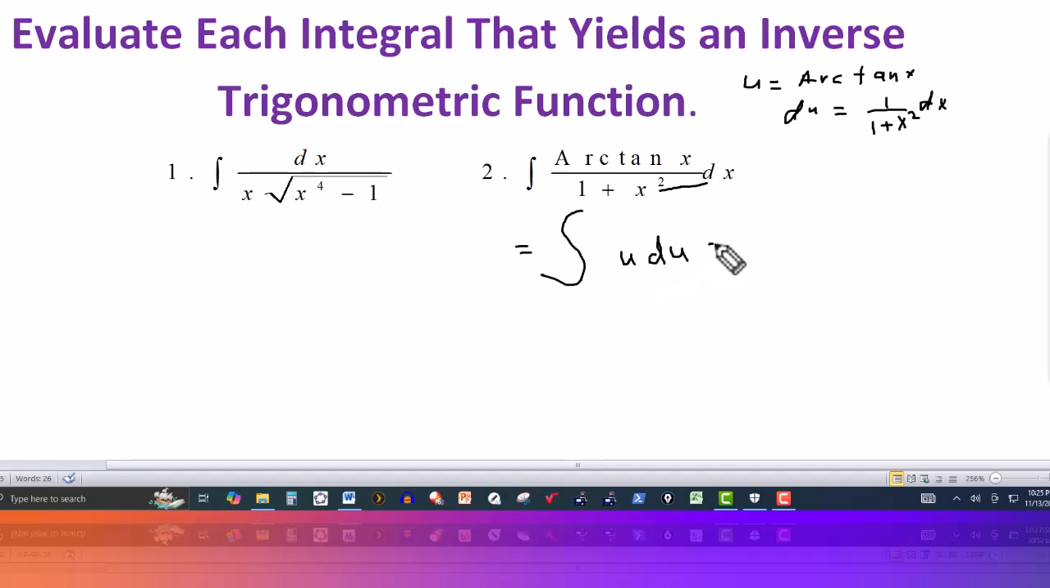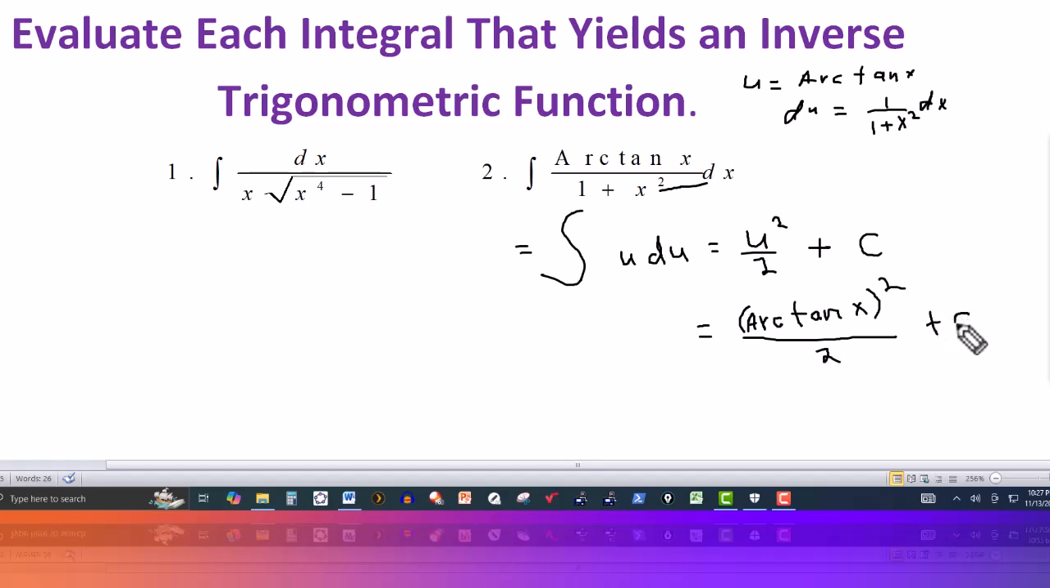Integrating with respect to u will give us u squared over 2. And then it's plus the constant of integration. Now just go back to the original variable. U is arctangent of x, so we got arctangent of x, that's the u, and it's squared. So put this in parentheses, square, that's over 2, and then it's plus the constant of integration.